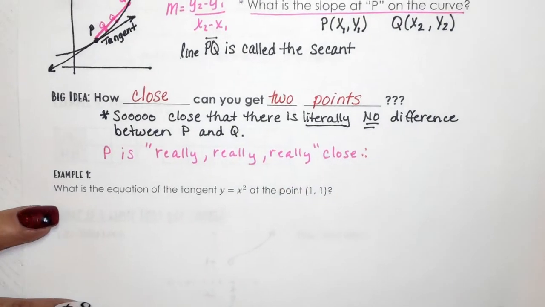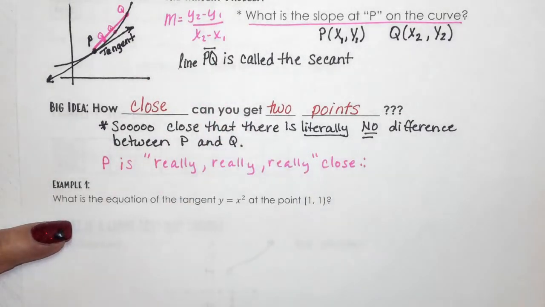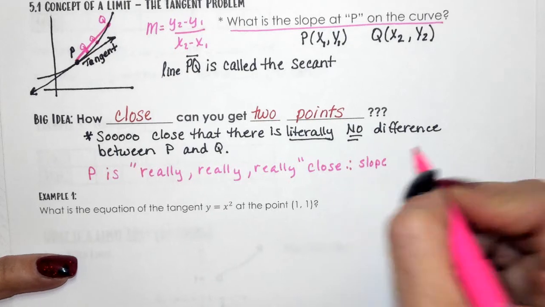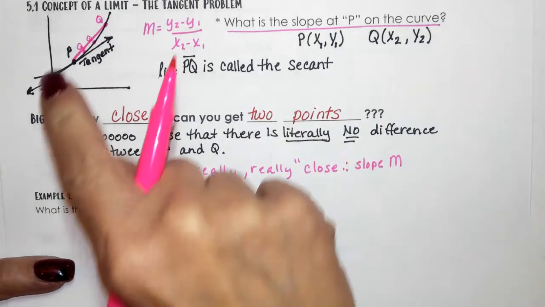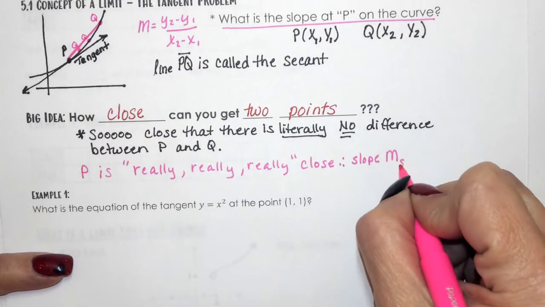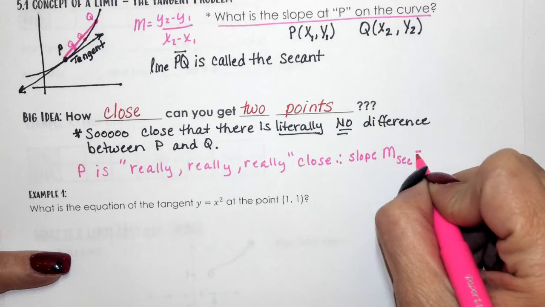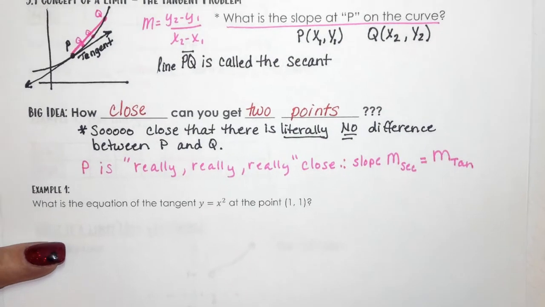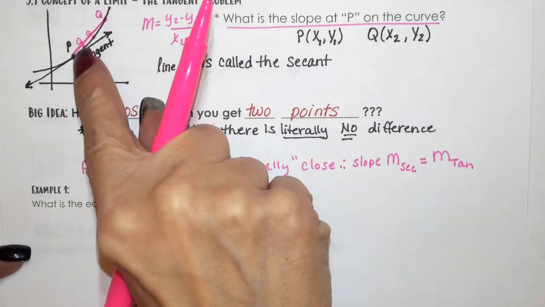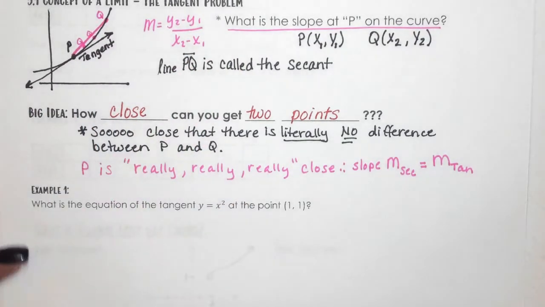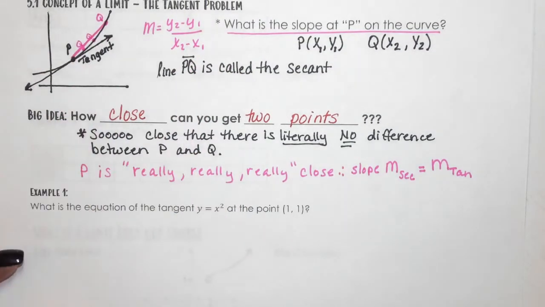Therefore, here's what happens. If P and Q are so close together, the slope of the secant line, the slope from P to Q, becomes the slope of the tangent line. And that's what I'm looking for. If I can find the slope of the secant line, then it would become the slope of the tangent line. If I can get P and Q close together, the slope of the secant becomes the slope of the tangent.